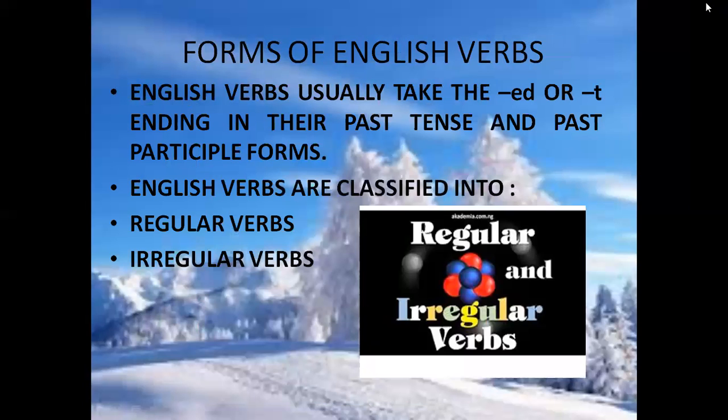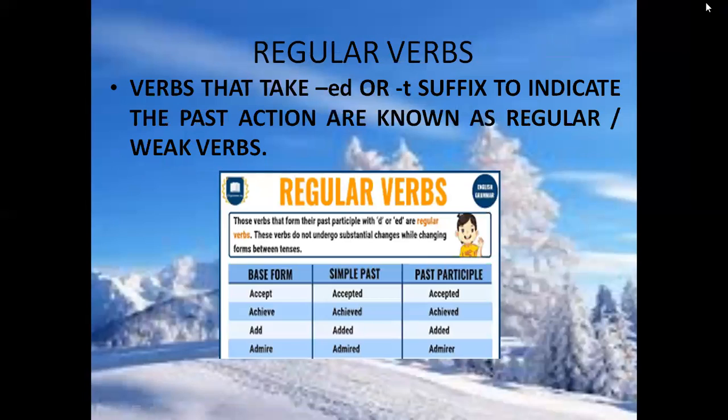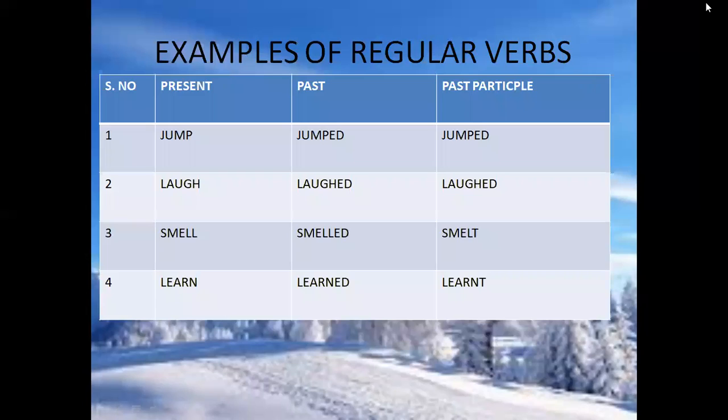Now let's see some forms of English verbs. English verbs usually take the ed or t ending in their past tense and past participle forms. English verbs are classified into regular verbs and irregular verbs. Now what are regular verbs? Verbs that take ed or t suffix to indicate the past action are known as regular or weak verbs. Examples of regular verbs are jump, jumped, jumped; laugh, laughed, laughed; smell, smelled, smelled; learn, learned, learned. Here you can see ed ending also and t ending also.